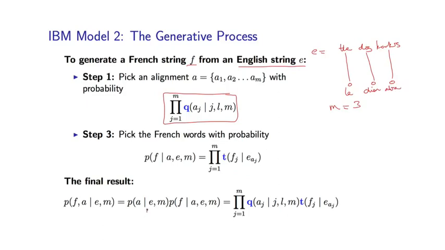The final result of all this is that the joint probability of f and a conditioned on the English sentence e and the length of the sentence m is the product of these two model terms, and so I end up with this model form. I have a product from j equals 1 to m, and for each j I have both a distortion parameter and also a translation parameter. So I have q of a sub j conditioned on j and the two lengths, and secondly I have the translation parameter, t, the probability of f sub j being emitted from e sub a sub j. This is the probability of emitting a French word from the English word that it is actually aligned to. And that is it. That is the final model form for IBM Model 2.